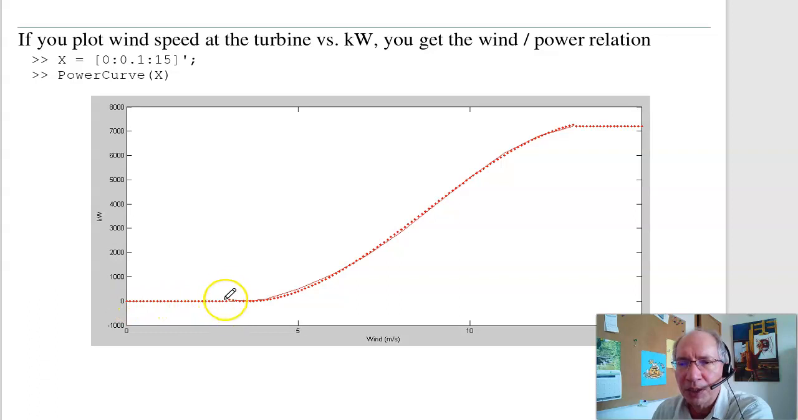Between 0 and 3 meters per second is 0. Then I've got my cubic right here. Above 13 meters per second, it's a constant. That seems to match my data pretty well. So, okay, I think that function's all right.